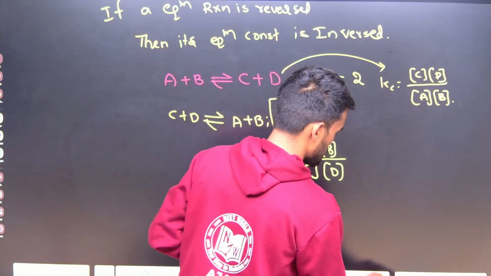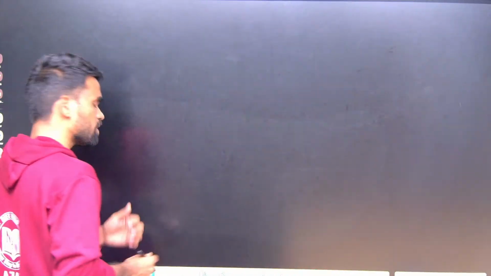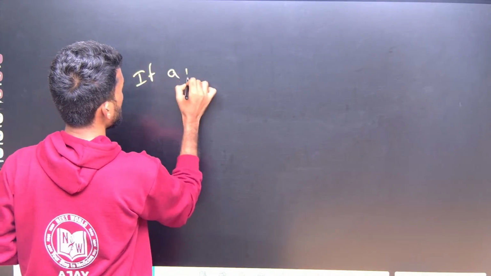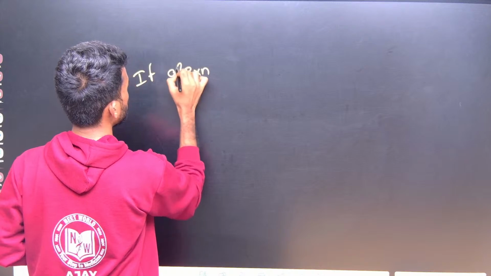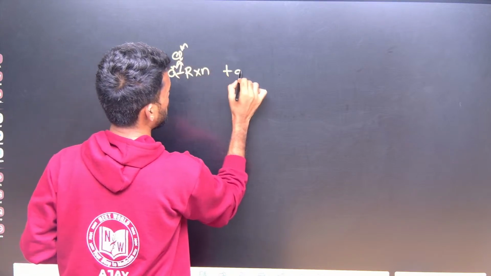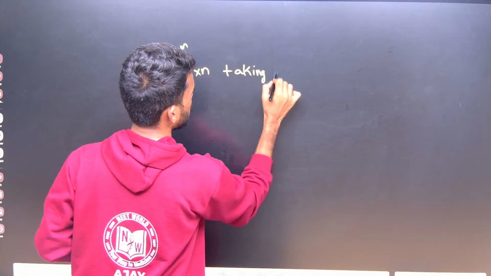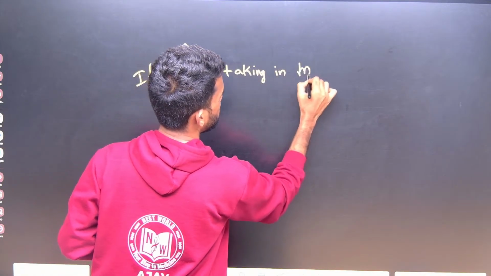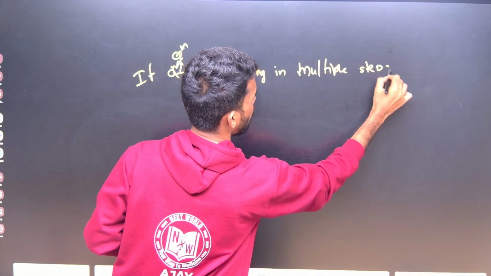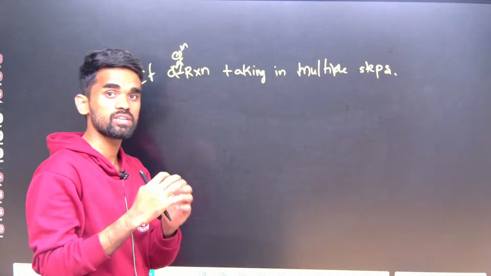Okay. Then next, if an equilibrium reaction is taking place in multiple steps, then how will you write the equilibrium constant for the final output?